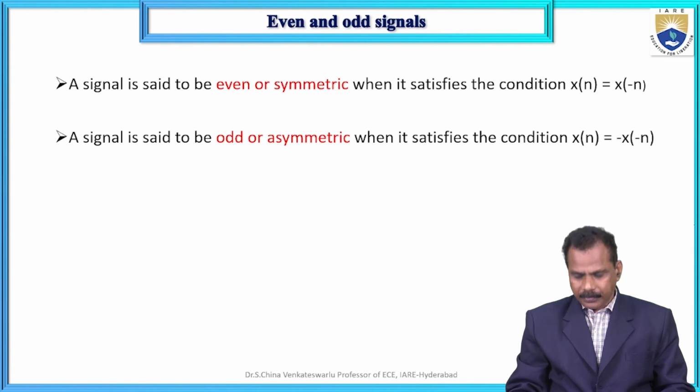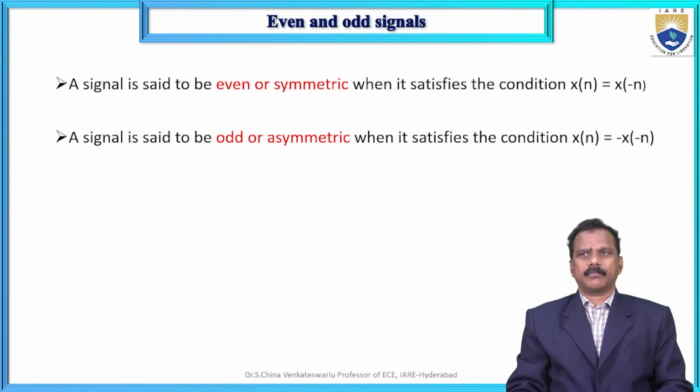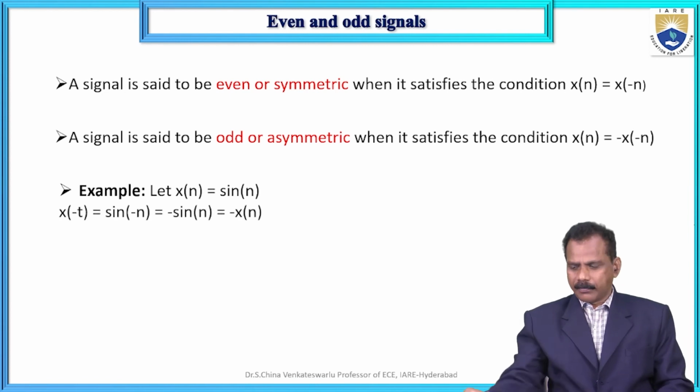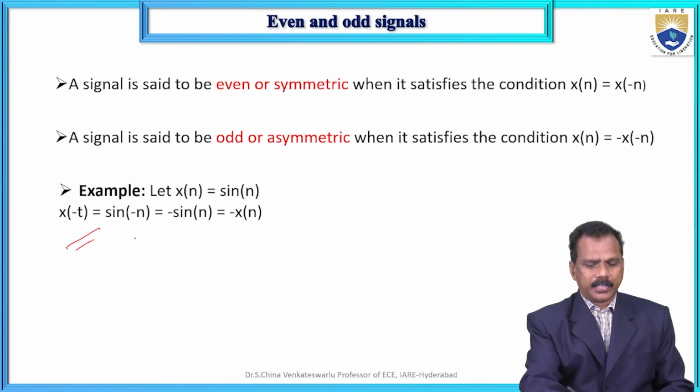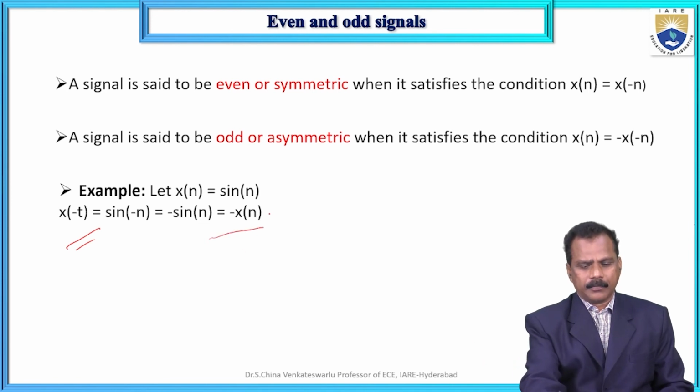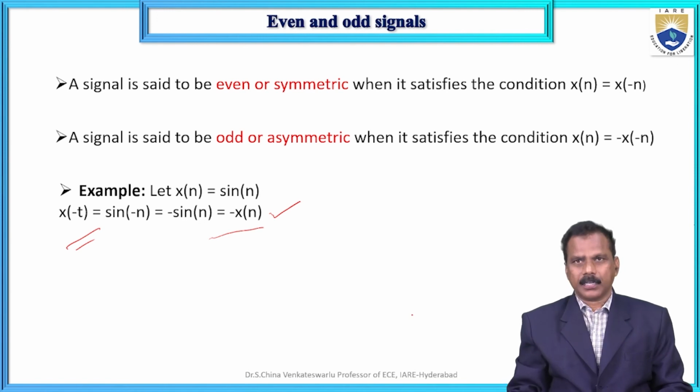How do we decide? The deciding factor is whether the signal is even or odd, and for that we require the mathematical conditions: x(n) = x(-n) for even, and x(n) = -x(-n) for odd. For example, let x(n) = sin(n). Then x(-n) = -sin(n) = -x(n). Like this, we can interpret it through mathematical analysis.